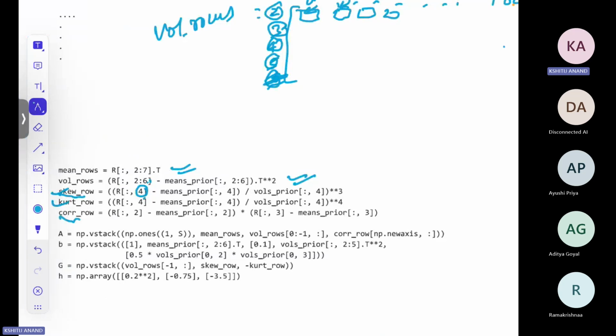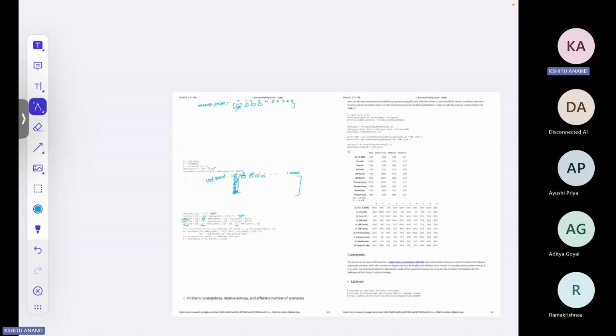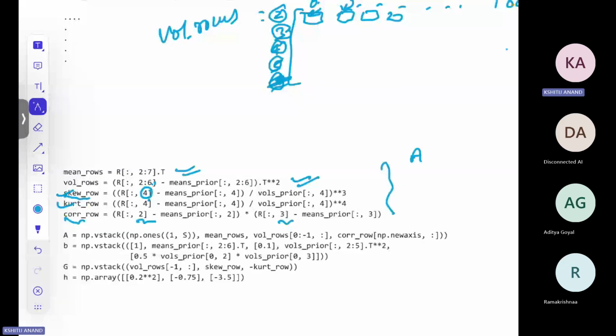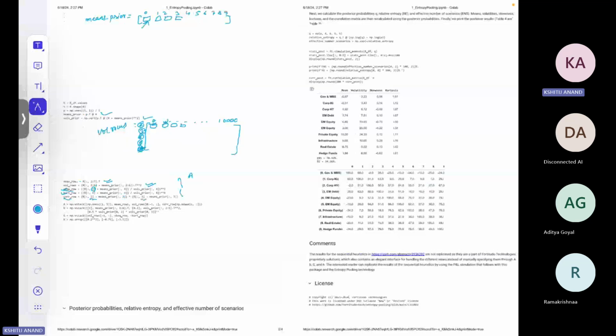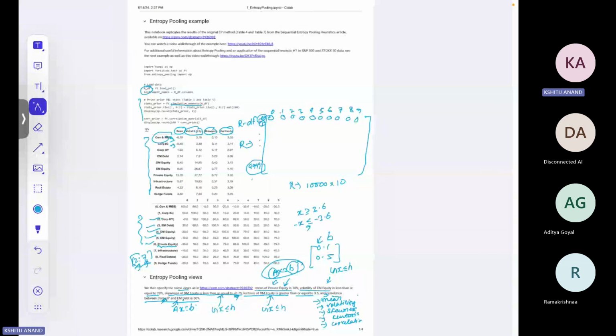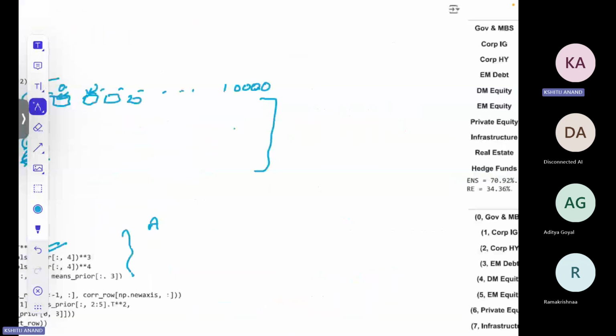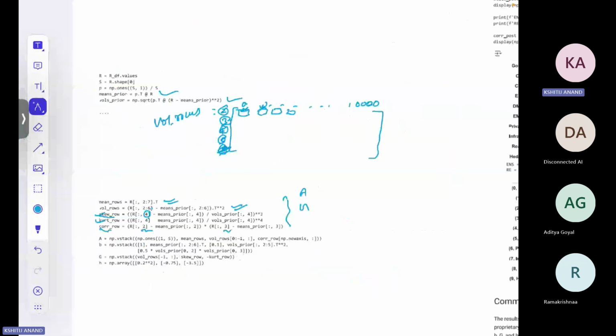Then we calculate the correlation between asset 2 and asset 3, because in our view he has given the correlation of asset 2 and asset 3. So these are our metrics, and they will help us to get A and Z. Now let us see in detail how we get matrix A.